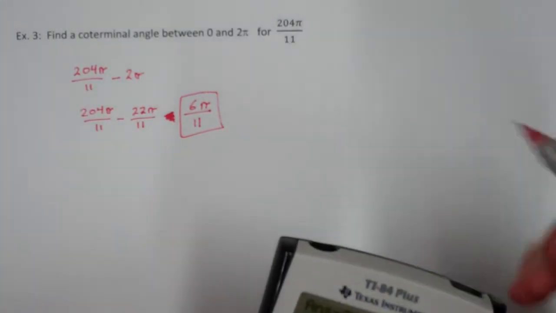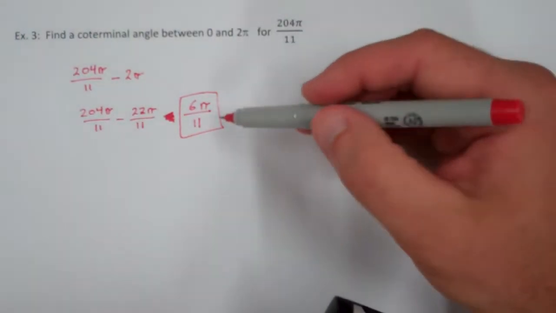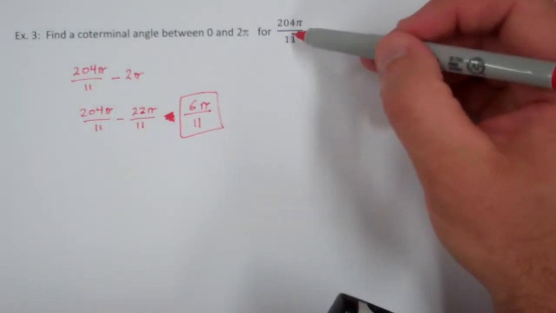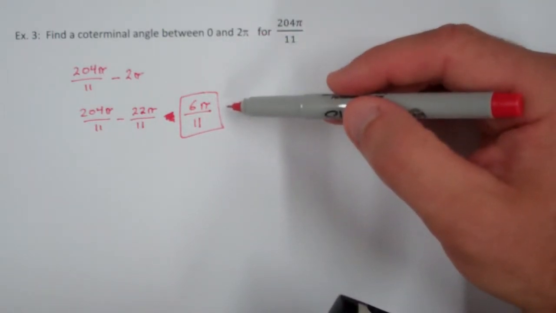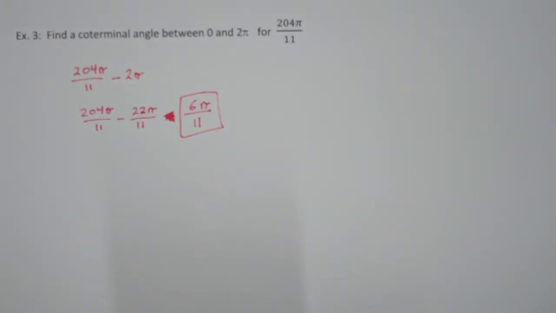Hopefully you found the same thing if you did this with degrees. You will have to change this back into radians. So if you do change into degrees, you'll just change back into radians, and that'll give you an angle between 0 and 2 pi in radian measure. That's coterminal.